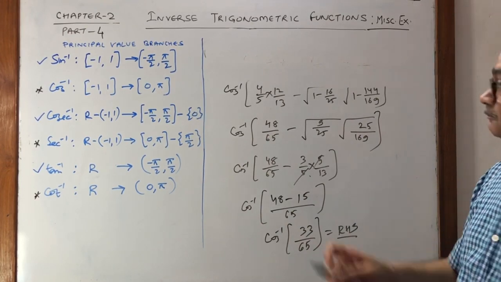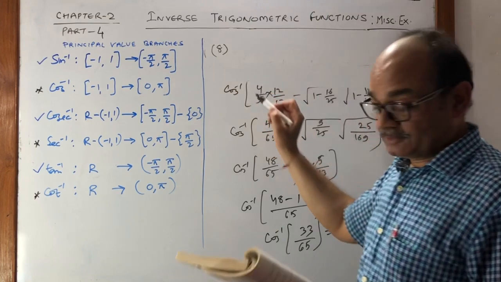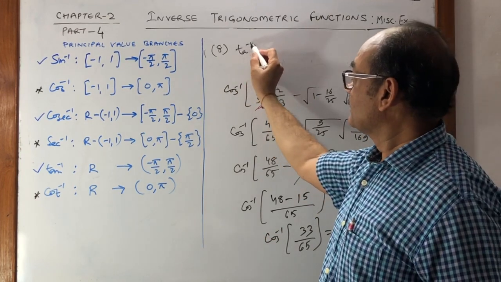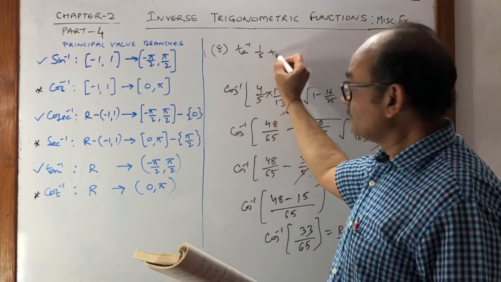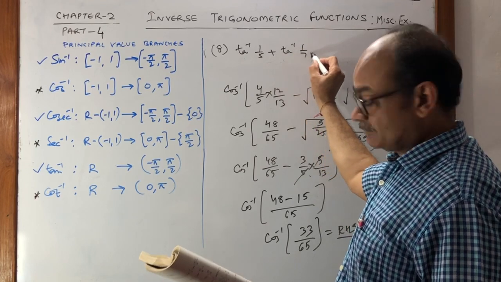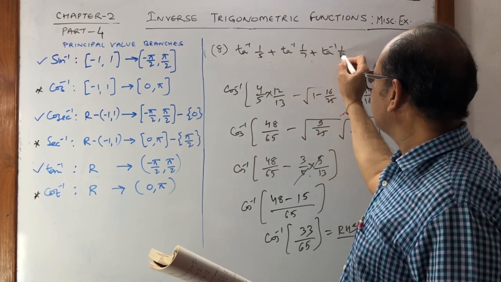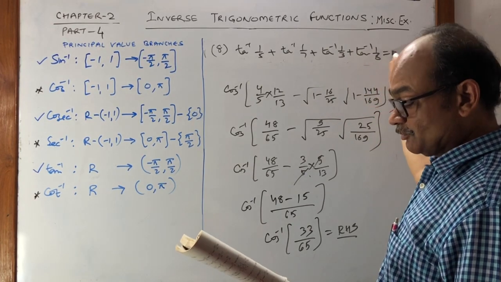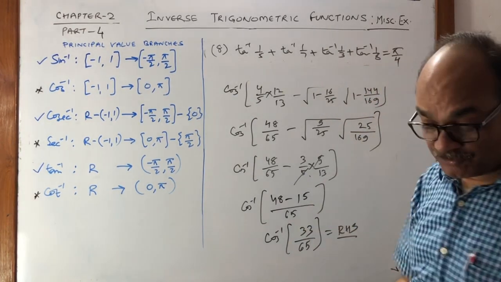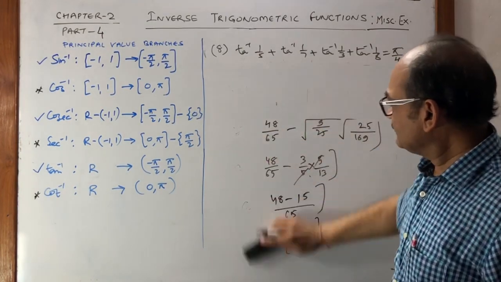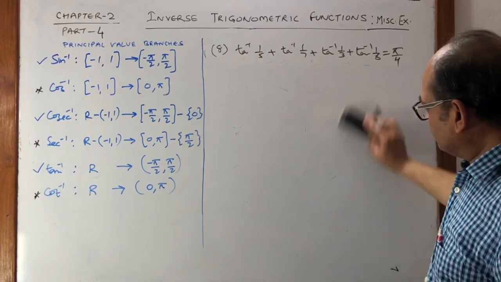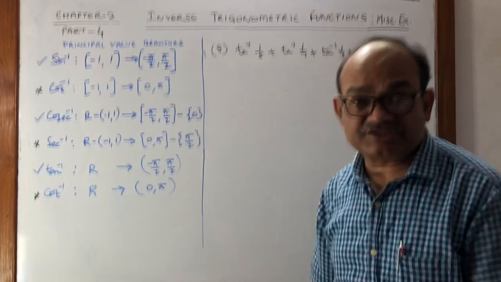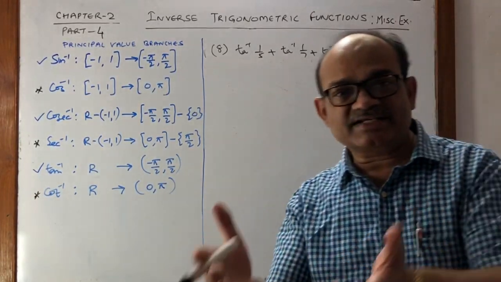Sum 8. I'll give you only the hint, not the complete solution. Tan inverse 1 by 5, tan inverse 1 by 7, tan inverse 1 by 3 and tan inverse 1 by 8 equals, you have to prove, pi by 4. Now we see that we have 4 terms of tan inverse, but we know the formula of tan inverse x plus tan inverse y.